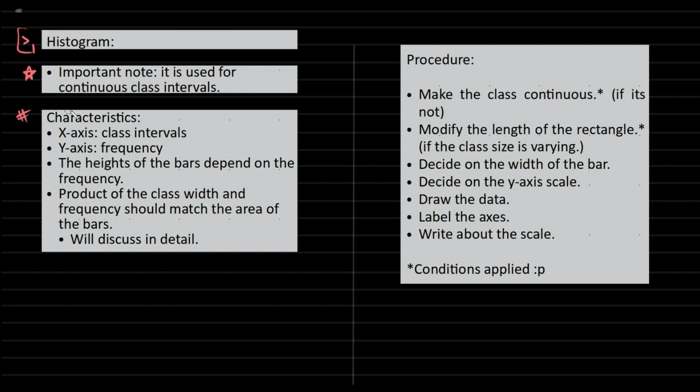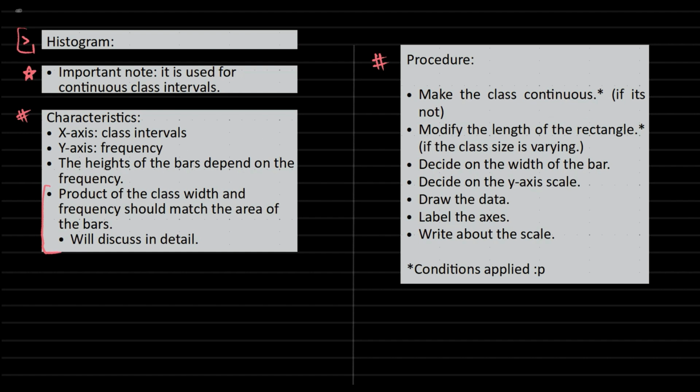So a few basic characteristics of a histogram are that along the x-axis we take the class intervals, and along the y-axis we take the frequency. The height of the bar depends on the frequency. The product of the class width and the frequency should match the area of the bar. We'll discuss this later with another example. The procedure is to make the class continuous.